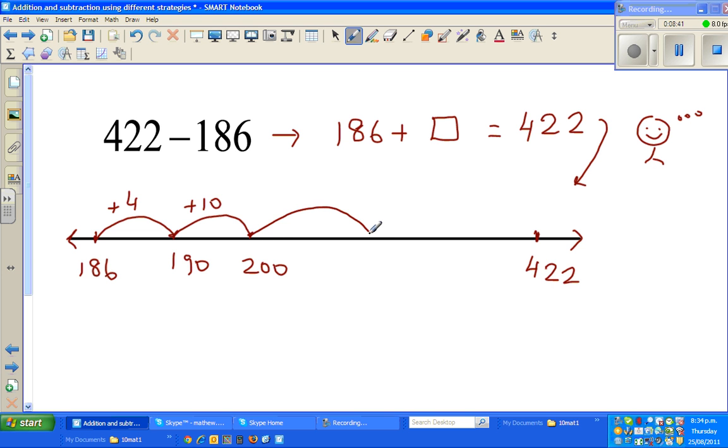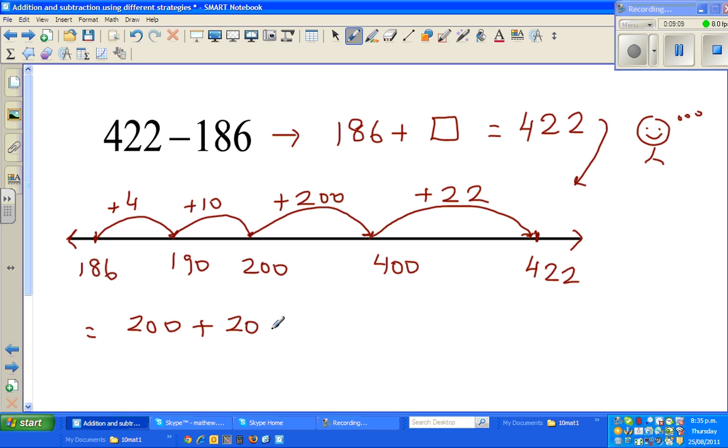Then I'll go to 400. This is not drawn to scale, so only read these numbers. So this is 200. And finally, you have to go 22. You have to add these numbers. Let me write that: this is 200 plus 20 plus 10 plus 4 plus 2.